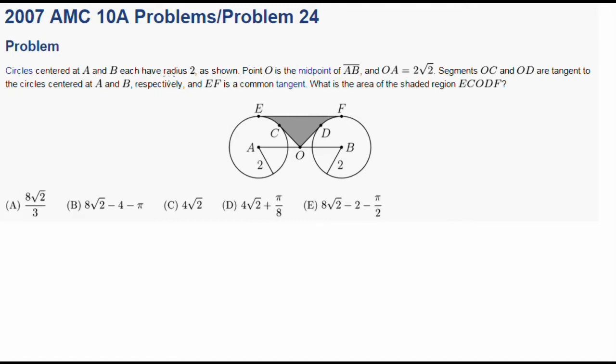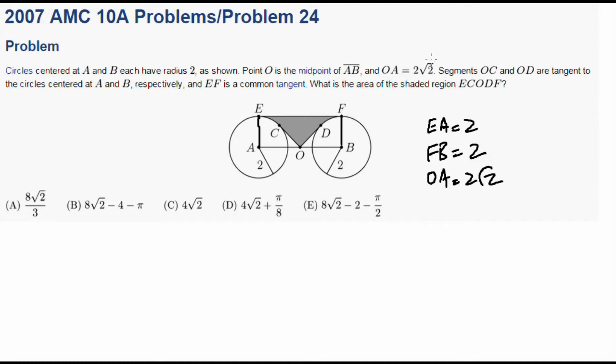So, I'll just read it. Circles centered at A and B each have radius 2 as shown. Okay, radius 2. So this and this, those look like lines that are radii. So I'll write down what I know. As I go through the problem, I write down what I know. Usually I would just mark directly on the diagram because I'm a messy person. But I think the diagram is too small in this case, and my brush is really big. Okay, point O is the midpoint of AB. OA is 2 root 2.